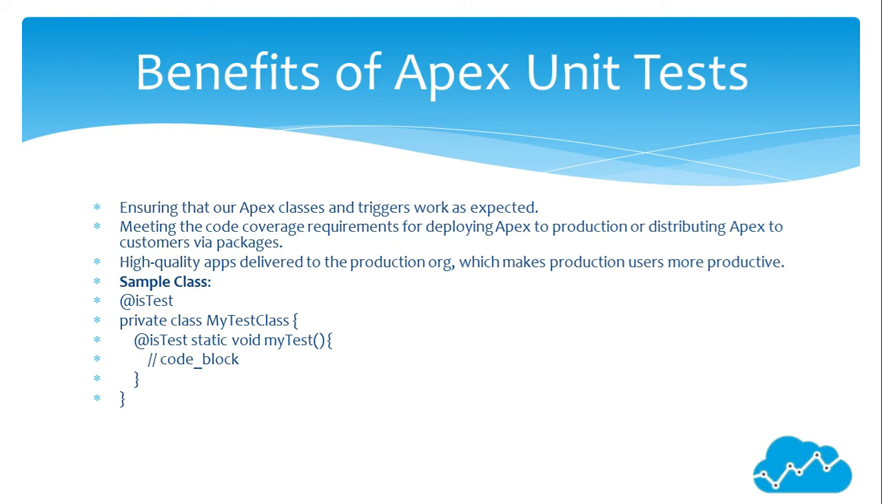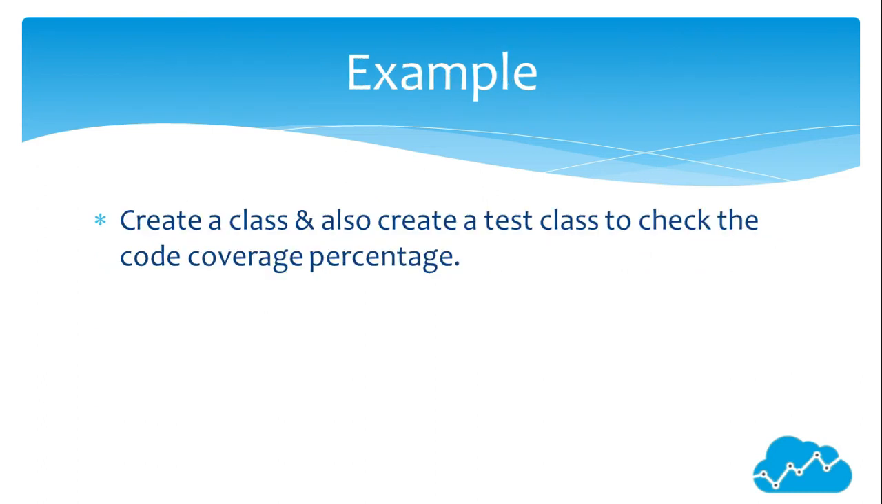Sample class: @isTest private class MyTestClass, where MyTestClass is the class name. @isTest static void myTest() { code block }. For example, create a class and also create a test class to check the code coverage percentage.